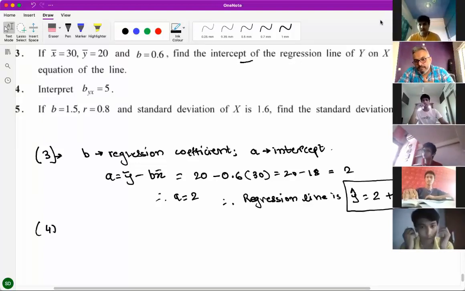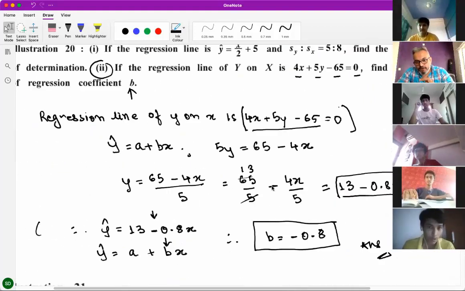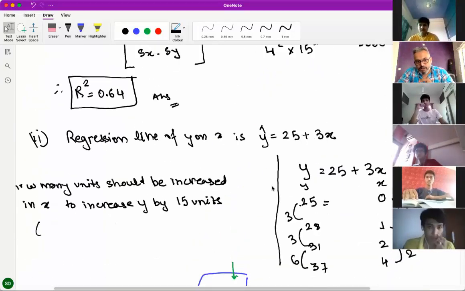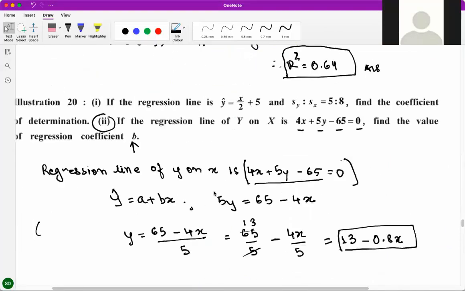Once again, for every unit increase in x, there is 5 unit increase in y. If you are not able to recall, look at this sum. You saw that if x increased by 1 unit, y increased by 3 units, because b is equal to 3. All of you understood this? Yes, sir.